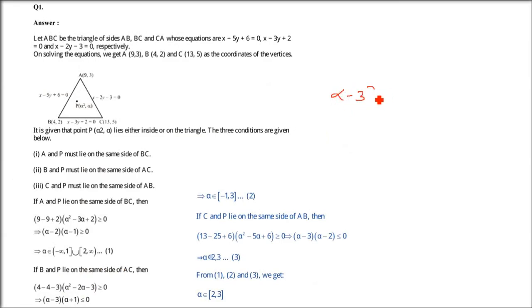Let me just solve it. Alpha minus 3, alpha plus 1 less than or equal to 0. Now, you have to look at the constant also. Suppose I'm not looking at the constant, I'll just show you what trouble I will have. So I'm just considering this alpha square minus 2 alpha minus 3. I have put this in the equation, which is x minus 2y minus 3, right?